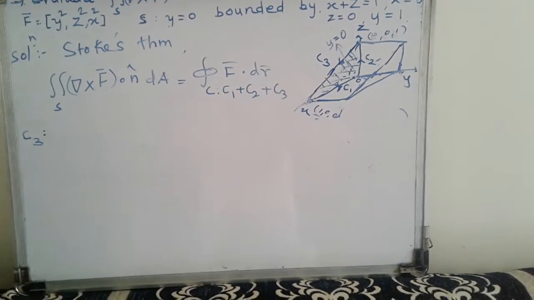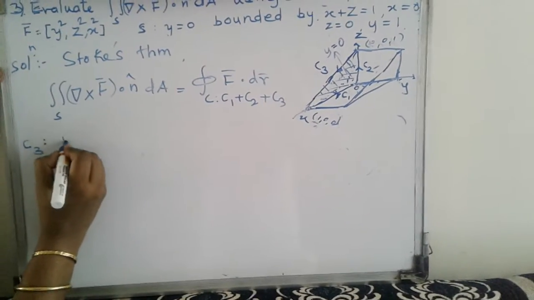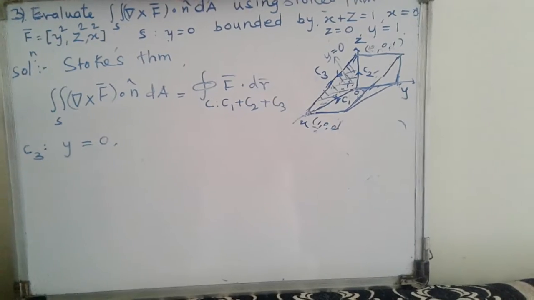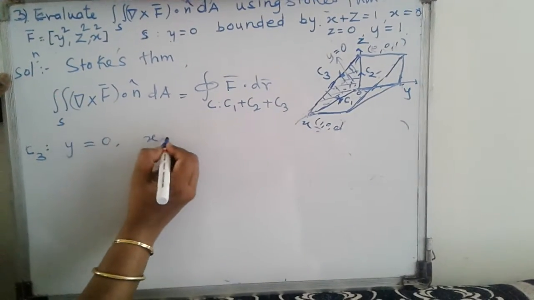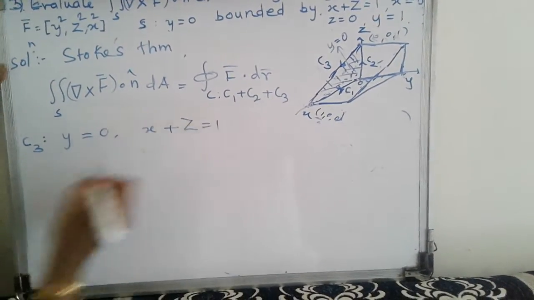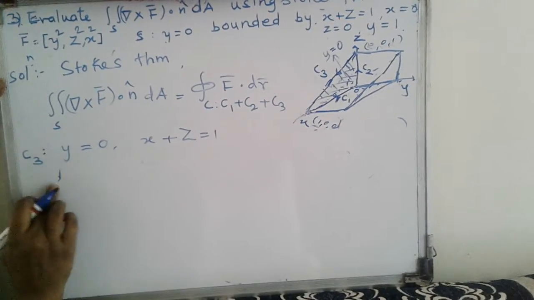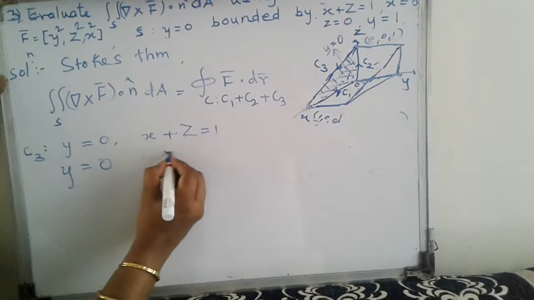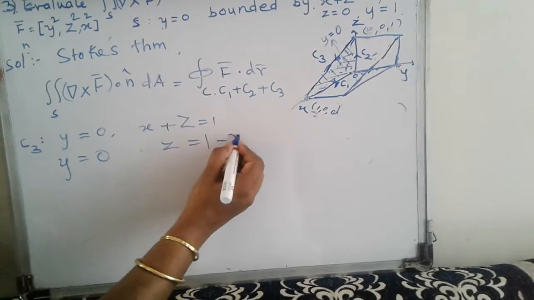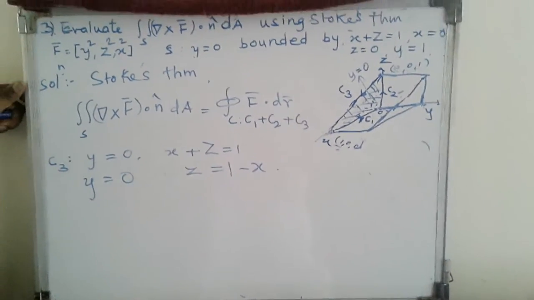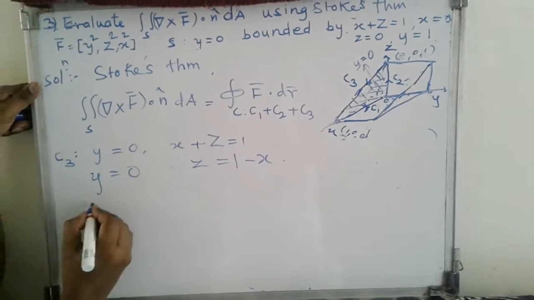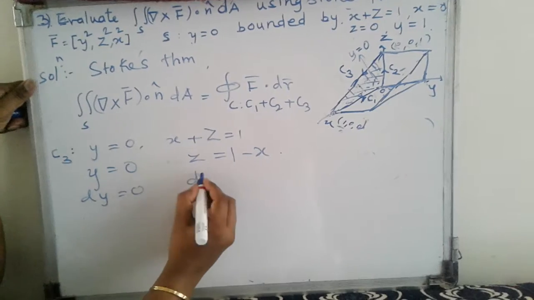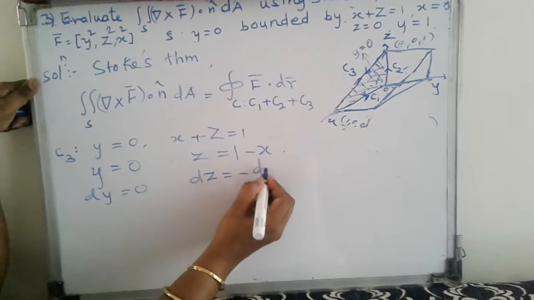Now this line lies in the plane y equal to 0, that is, the xz plane, and the equation of that line is x plus z equal to 1. Therefore I'll make things ready first. With y equal to 0, I'll write this as z is equal to 1 minus x, or else you can write it as x equal to 1 minus z as well. Therefore dy is equal to 0 and dz is equal to minus dx.